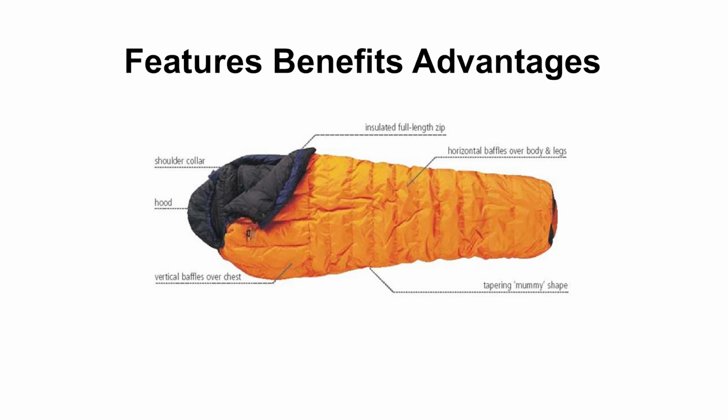So here is a sleeping bag, and what you're looking at here, what they've written here, are all features. In the middle bit there it says insulated full length zip, horizontal baffles over body and legs, tapering mummy shape, vertical baffles over chest, hood, shoulder, collar. All features. So what's the benefits of these? Okay, for example, you could say the benefit of these is that it keeps you warm when you're out in the cold, and they're also waterproof so you won't get wet. What's the advantage of that? Well, you will wake up the next morning feeling refreshed and ready to enjoy your day because you would have got a good night's sleep. Do you see that feature, benefit, advantage?